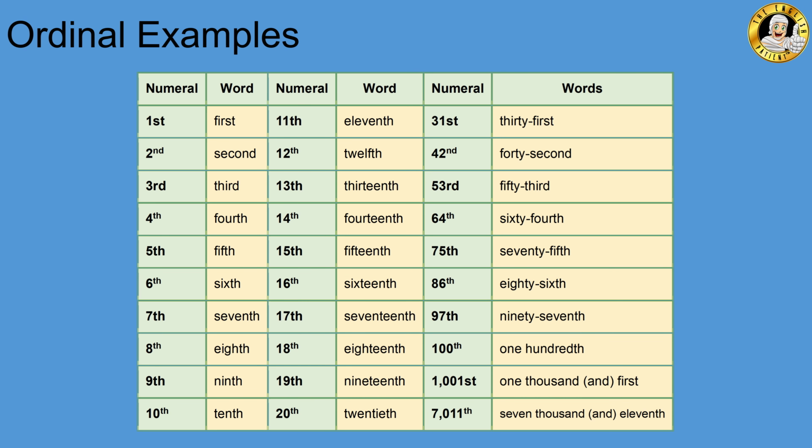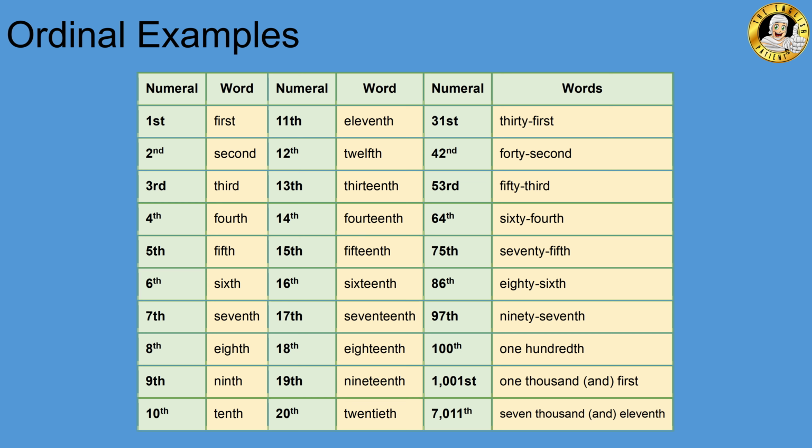Let's take a look at some examples here. So starting on the top left, 1 becomes first, and you can see the spelling and the numeral form. I've provided here examples of normal script for the ST, ND, RD, THs and also superscript. Both are acceptable, by the way, so it doesn't really matter which one you choose. So you've got first, second, third, and then fourth, fifth, sixth, seventh, eighth, ninth, 10th, 11th, 12th, 13th, 14th, 15th, 16th, 17th, 18th, 19th, and 20th.